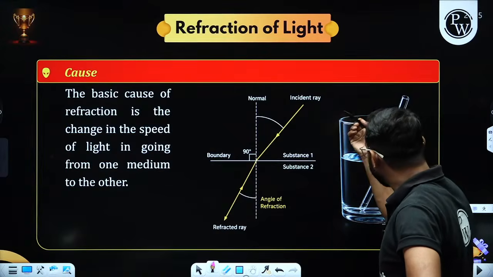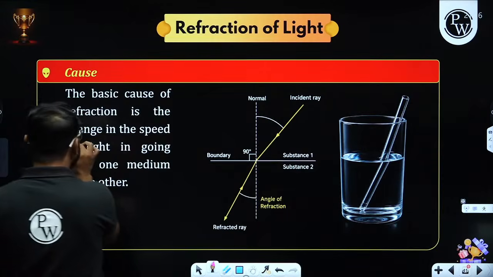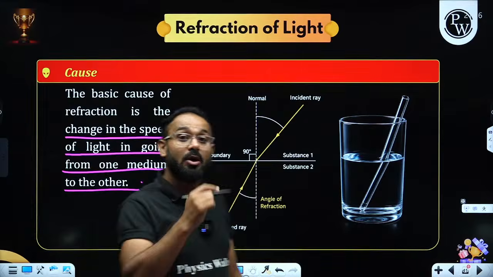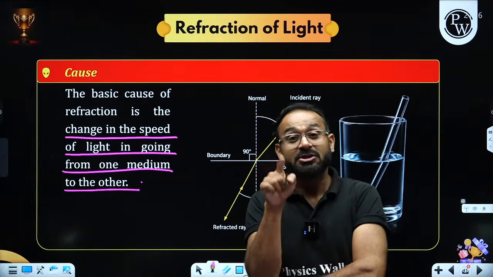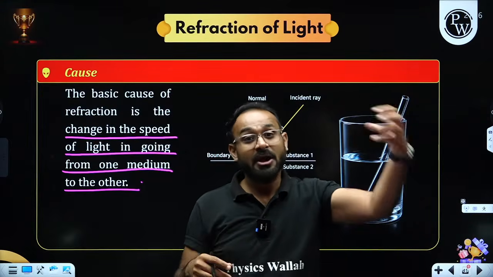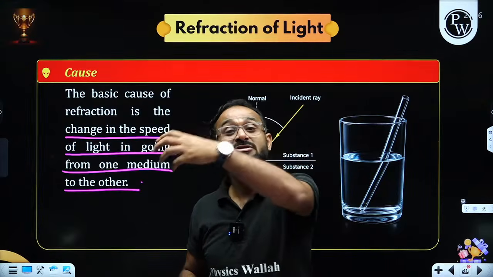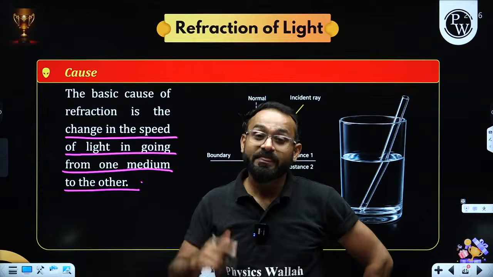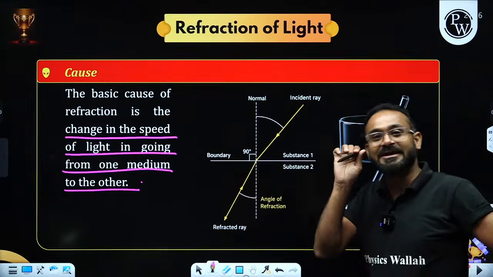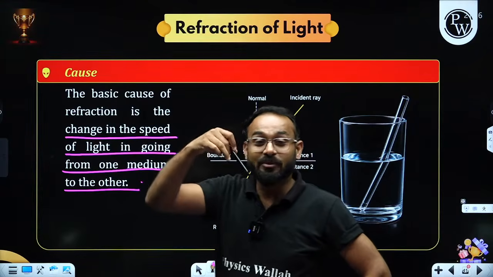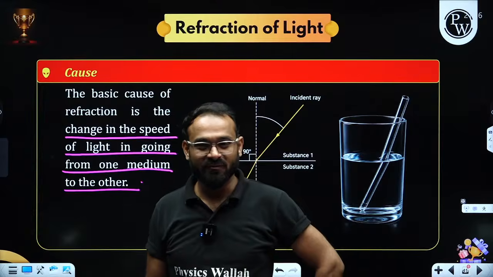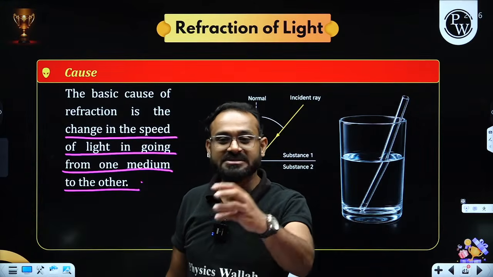We have seen that the basic cause is that the speed of light changes. There is a change in the speed of light on going from one medium to another. In air there will be one speed, in water the speed of light will be different, and in glass there will be another speed. That is the reason there is bending. We have seen this when we insert a pencil into a glass full of water: it appears to bend. The reason is refraction of light. That is why refraction is a separate phenomenon.